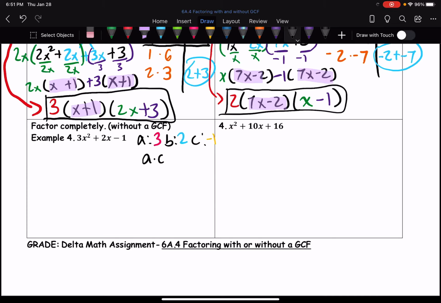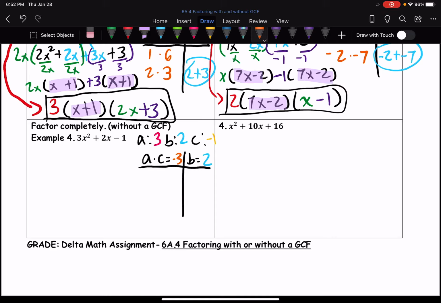So now I'm going to have A times C and B. A times C is going to give us a -3 because 3 times -1 is -3. And then we have a B value of 2. So I have to find two things that multiply to a -3 but add to a +2. So if I've got two things that multiply to -3 and add to a +2, I know one has to be negative, one has to be positive.